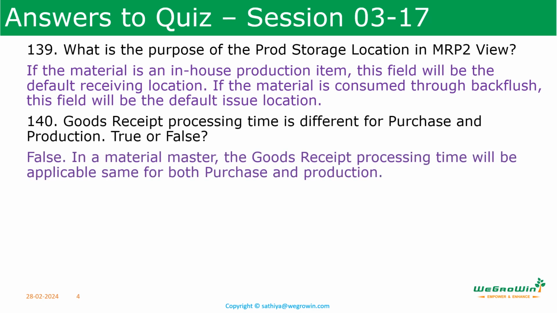Goods receipt processing time is different for purchase and production purposes for the same material in a material master. True or false? False. In a material master, the goods receipt processing time will be the same for both purchase and production items. There are no two different goods receipt processing times we can define in one material master.